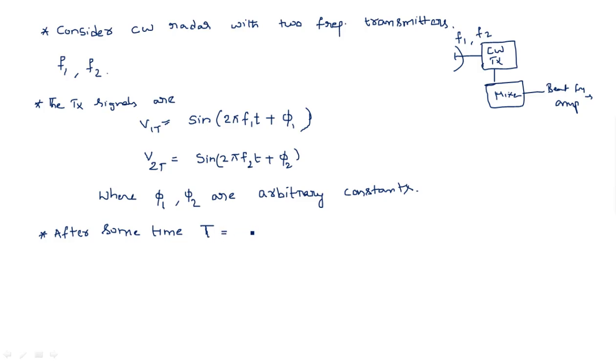After some time t, how can you write it? Let us consider the object is at a distance r naught, so t is equal to 2 r naught by c, where r naught is the distance between the target and the radar system.